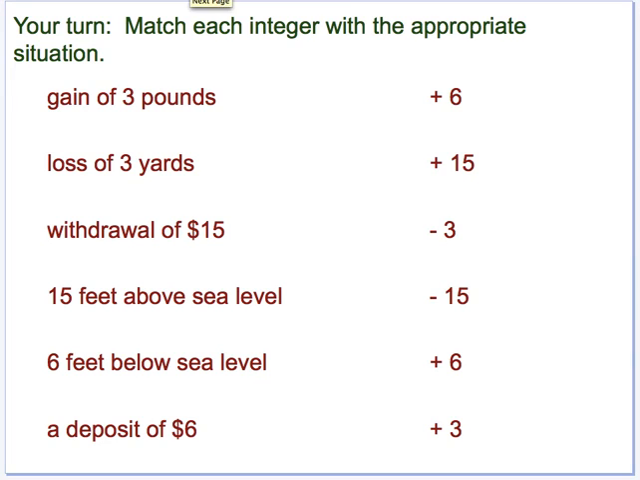So let's try it. Here's a bunch of phrases on the left, and there are some integers, positive and negative whole numbers, on the right-hand side, and you have to match them. So you've got to look for the key words. For example, the first one, a gain of 3 pounds. A gain is like a plus, like you're adding something. So that's going to be this one right down there. So pause the video and try it yourself.